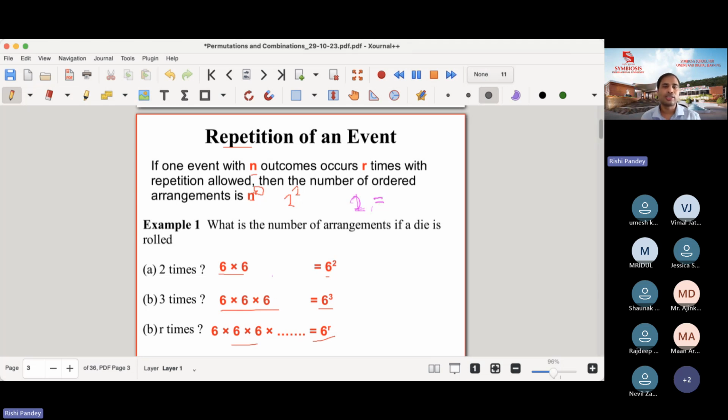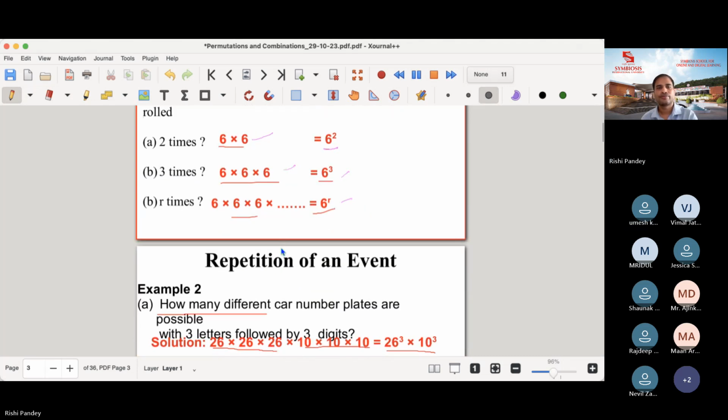Similarly, the dice example is written here. If you throw the dice 2 times, the possibilities are 36, that is 6 squared. And if you throw r times, it becomes 6 to the power of r. So if one event with n outcomes occurs r times, we can write the formula n to the power of r. Okay, clear? Any doubts?